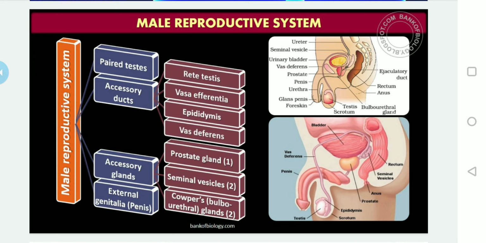Observe the diagram on the right side, which is also present in your textbook. Observe one by one: the ureter, seminal vesicles, urinary bladder, vas deferens, prostate gland, penis, urethra, glans penis, foreskin, testis, scrotum, and also bulbourethral glands. In the examination, you should write the male reproductive system, the frontal view. The frontal view is very easy for writing, and most probably in all the exams only this diagram is asked. Let us discuss one by one.